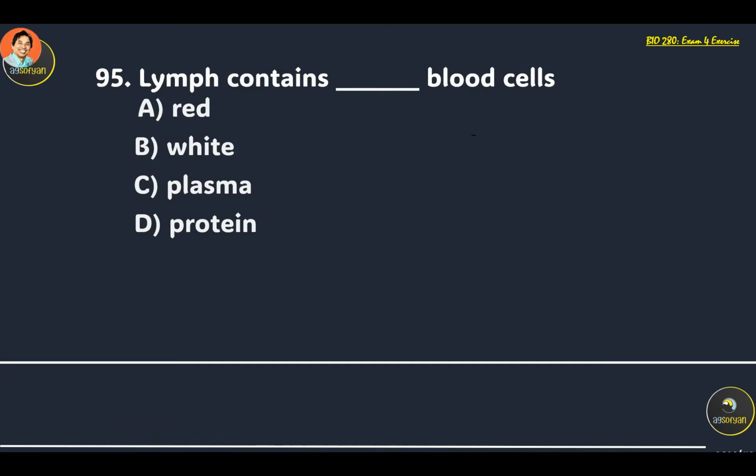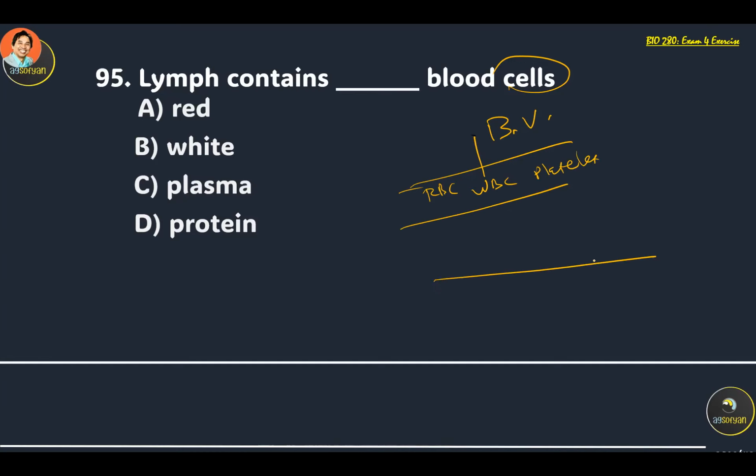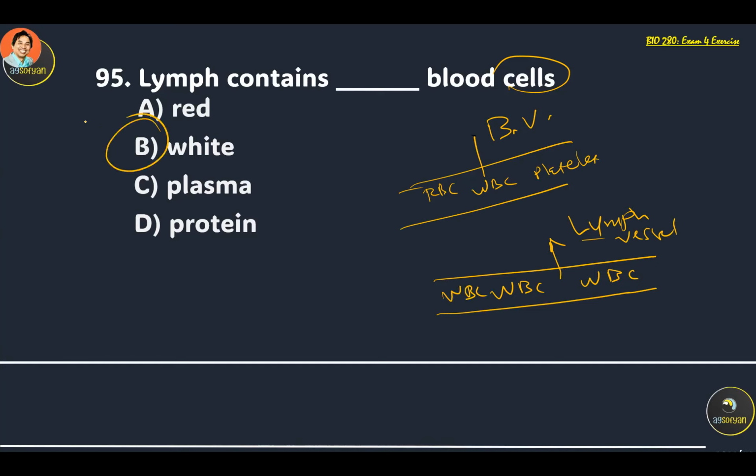Lymph contains blank. Okay, I mean blood cell. If it is the blood vessel, we have all types of blood cells: red blood cells, white blood cells, platelets. But lymph is another vessel, called the lymph vessel. The liquid is called lymph. It only contains white blood cells, because its primary function is to fight infection.